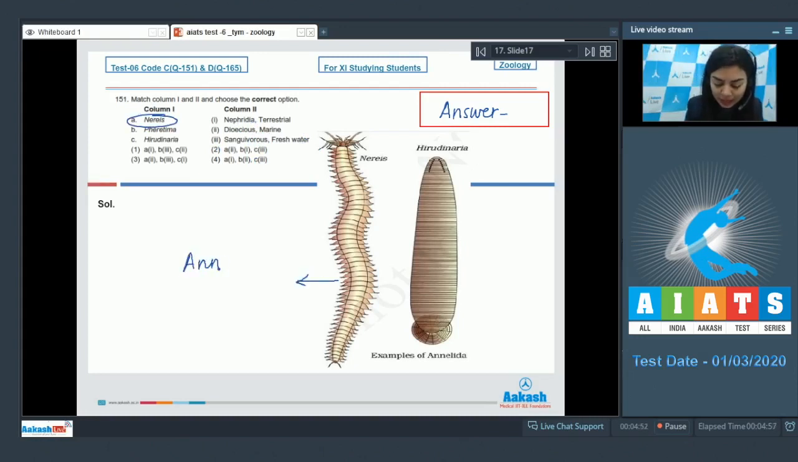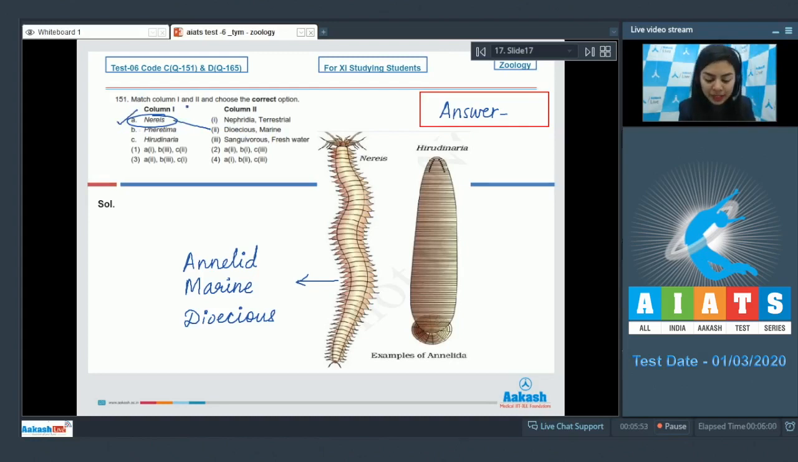This is an annelid. It shows these lateral extensions called parapodia, which help in locomotion. It's a marine animal and is dioecious. Thus it is an aquatic annelid. So the right option for it would be option number 2, dioecious and marine.